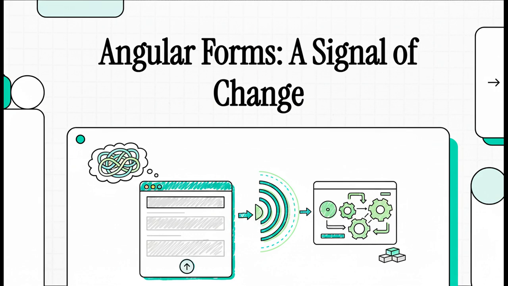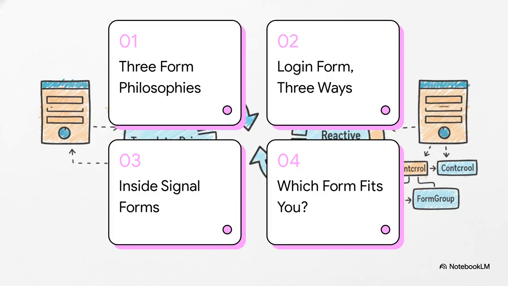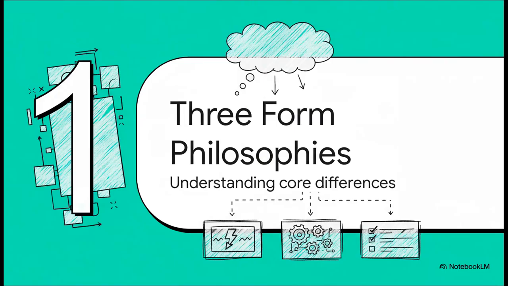We're going to break down the three core philosophies, see them in action, and figure out which one is the perfect fit for you. So here's our game plan. First up, we'll get our heads around the three big picture philosophies for building forms in Angular. Then, to make it all real, we'll build the same exact login form three different ways. After that, we'll put the new kid on the block, Signal Forms, under the microscope. And we'll wrap it all up with the most important part, helping you decide which approach you should actually use on your next project.